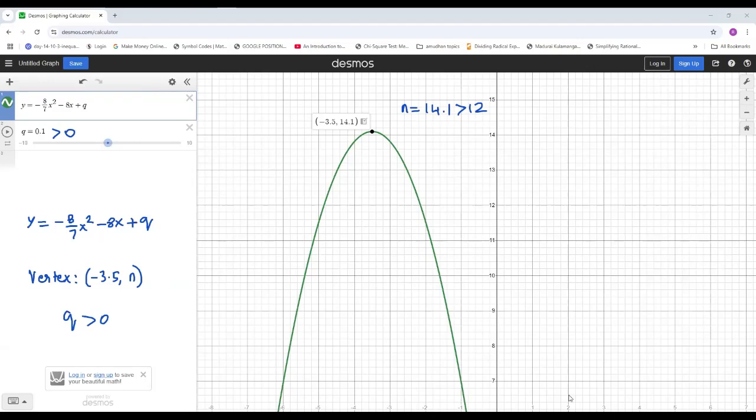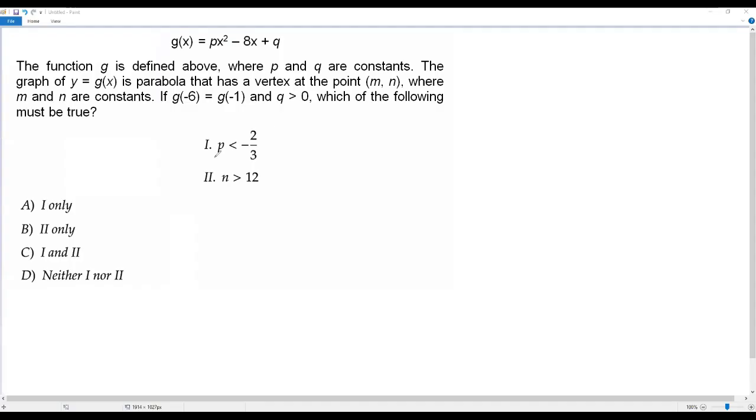Okay, now let's go back to the original question. Here we have the original question. Already we have verified the first statement, that p is less than -2 over 3. It's true. Now we have verified the second statement, that the value of the y coordinate n is greater than 12. This is also true. So both the first statement and the second statement are true. In the given answer choices, we have to choose the one where we get the true statements. So clearly the correct answer choice for this one is option C, that is, statements 1 and 2 are true.